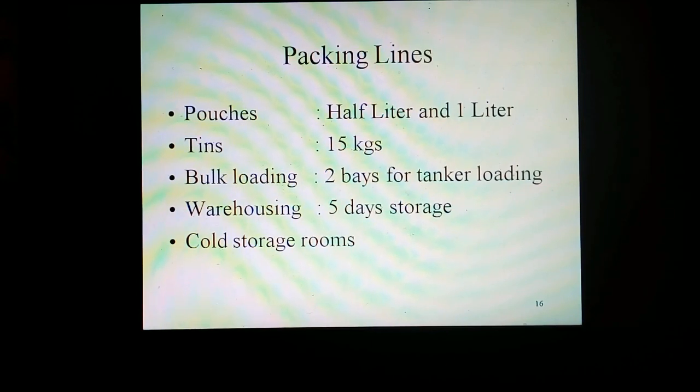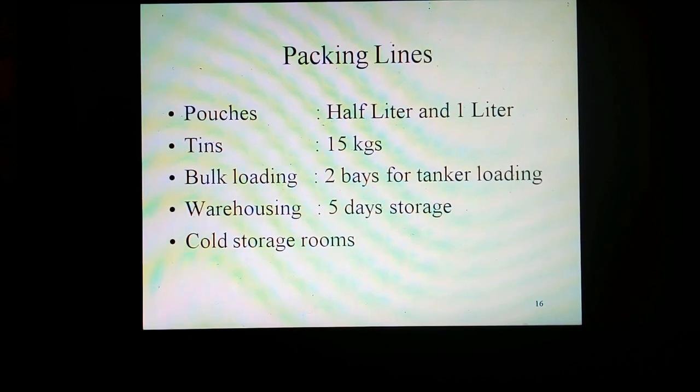Packing lines. Pouches. Pack size will be half liter and 1 liter. Total 10 lines sized for 50 tons per day each should be designed. Out of these, only 4 will be put up in Phase 1 and 6 in Phase 2. Tins. Pack size to be considered is 15 kilograms. Total 3 lines sized for 50 tons per day each should be designed. All of these will be installed in Phase 2.